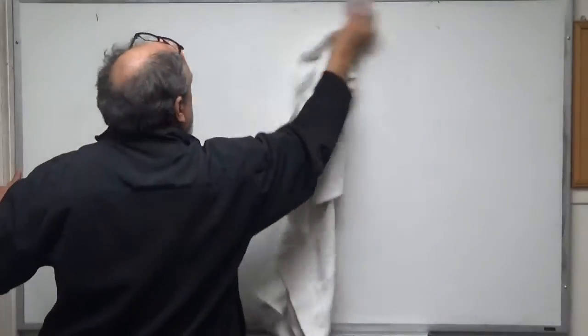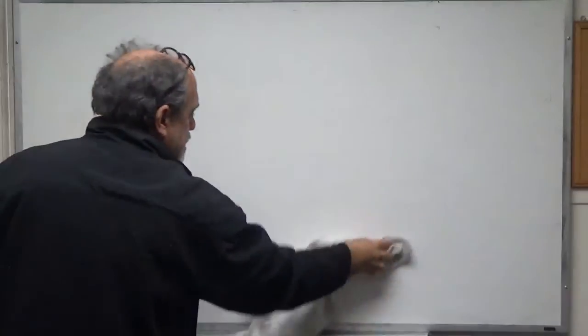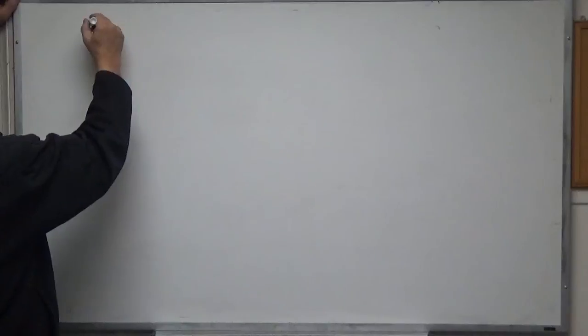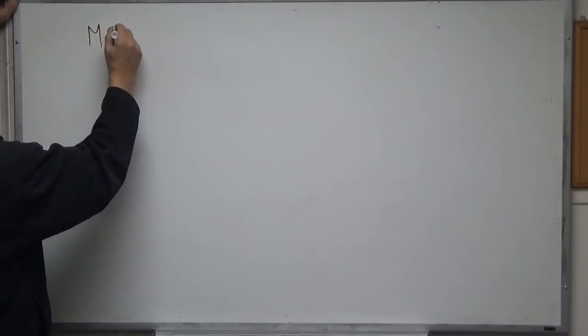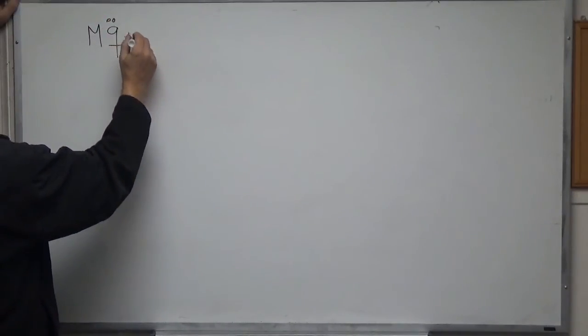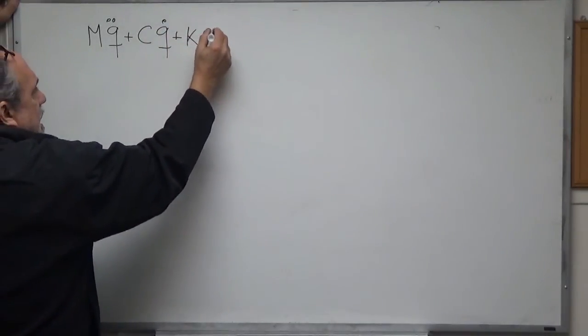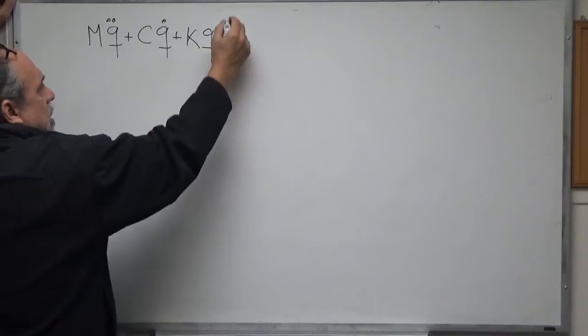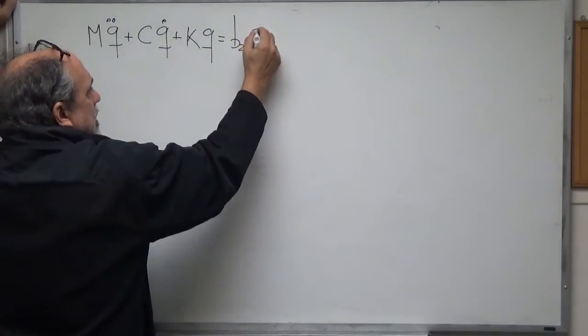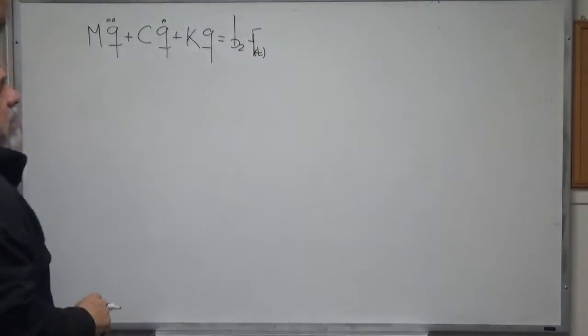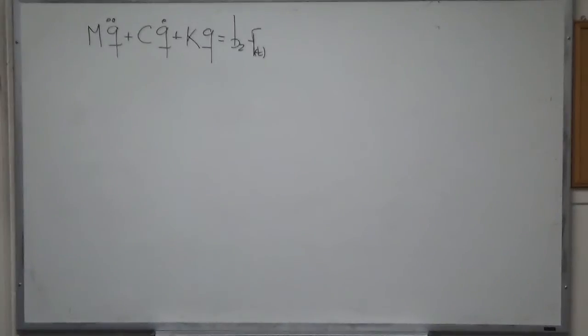Actually, I'll write the equation again just to give myself the most room. So I put the equation here again: M q double dot plus C q dot plus K q is equal to B2 F(t). Okay, so that's the equation that we start with. We want to transform these equations to what we call state space.